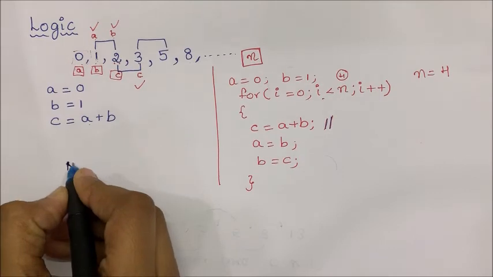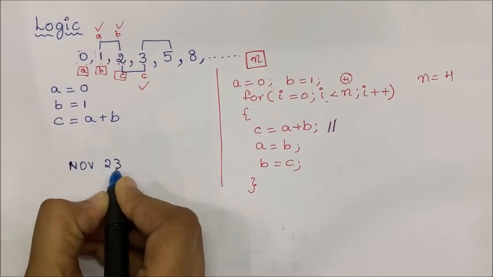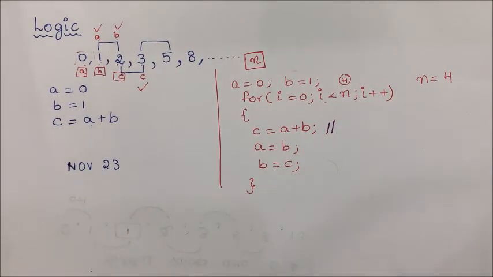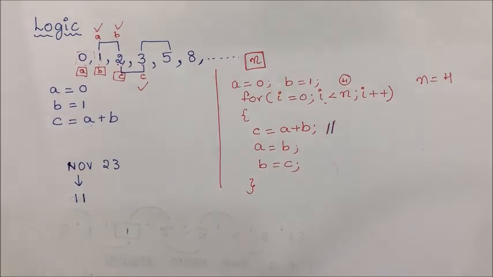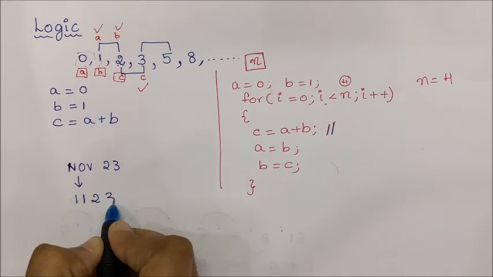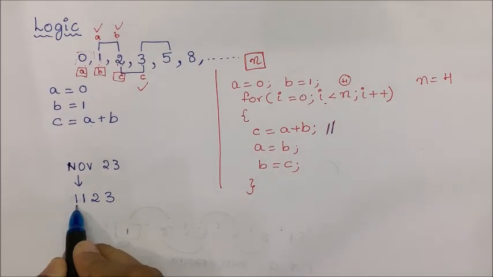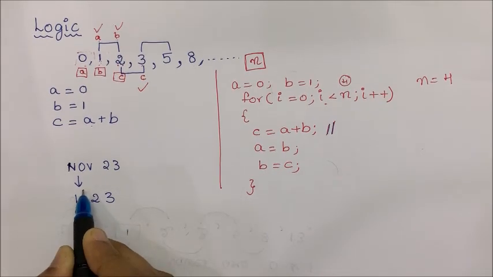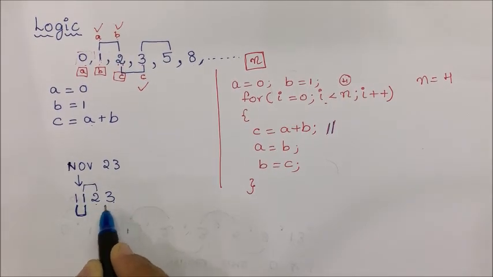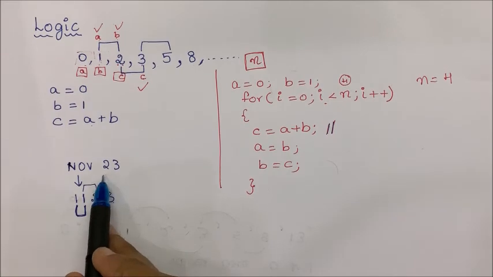Every November 23rd is declared as a Fibonacci day because November means 11th month and the date is 23. If you observe, if we add 1 and 1, the previous two values, we will get 2, and 1 plus 2 is 3. So that's why November 23 is declared as Fibonacci day.